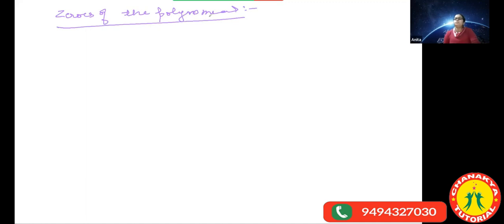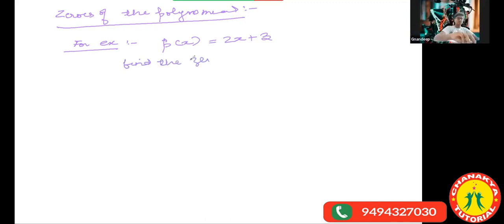What do you mean by the zeros of the polynomial, children? Basically, the value of x after putting which your polynomial becomes 0. That value of x is called the zero of the polynomial. I'm explaining this with an example. You are given a polynomial p(x) equal to 2x plus 3. I have taken only a linear polynomial, so you have to find the zero of this polynomial.